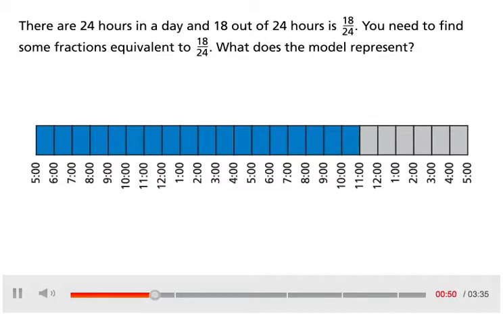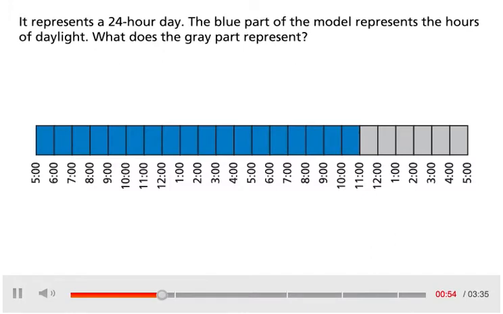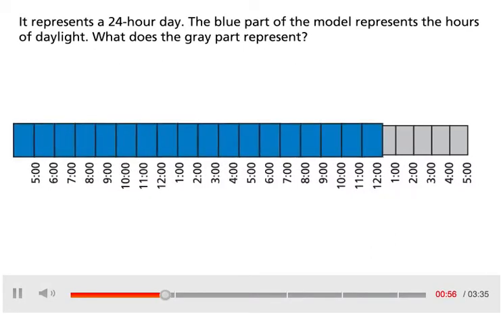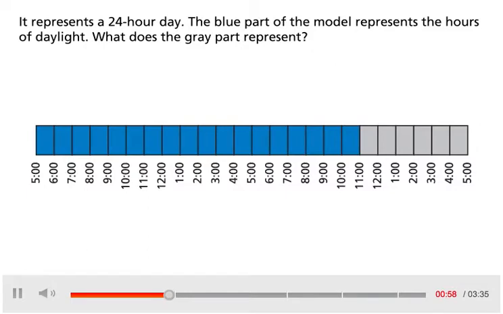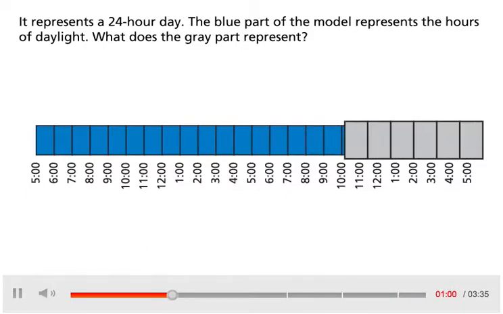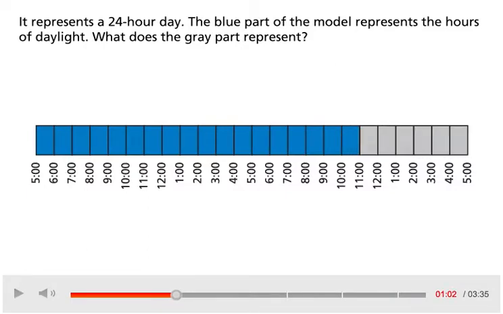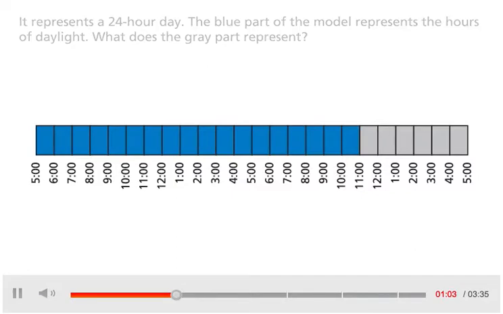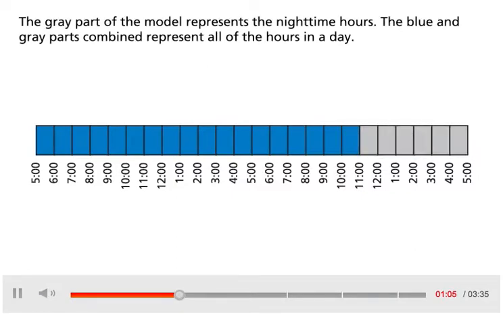What does the model represent? It represents a 24-hour day. The blue part of the model represents the hours of daylight. What does the gray part represent? The gray part of the model represents the nighttime hours. The blue and gray parts combined represent all of the hours in a day.